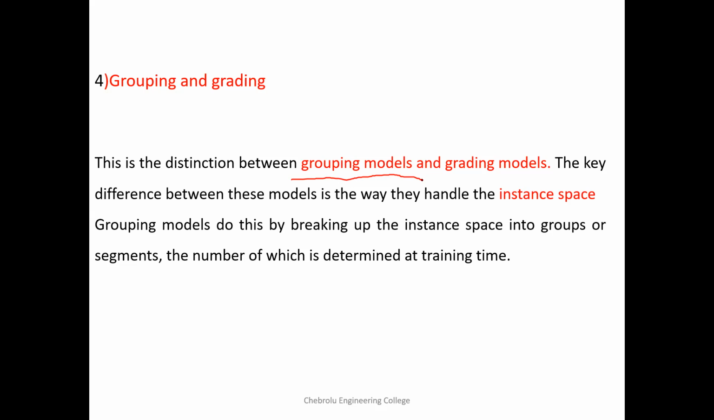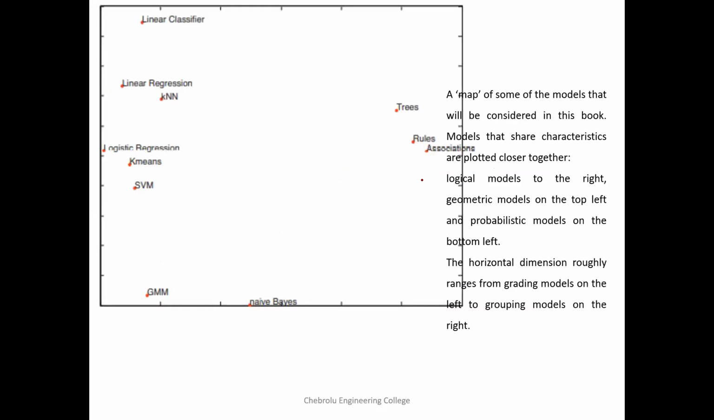Again, grouping and grading. In grouping, the instance space is grouped into smaller segments based on a criteria. That is called grouping. For example, you can see here a map of some of the models that will be considered in this book. Models that share characteristics are plotted closer together. Logical models are to the right. Logical models, tree models, rules, association, all these three are called logical models.